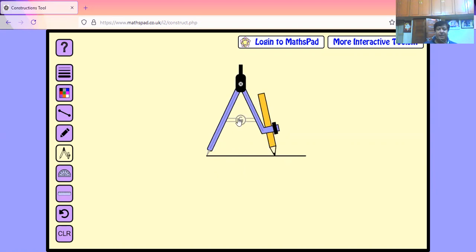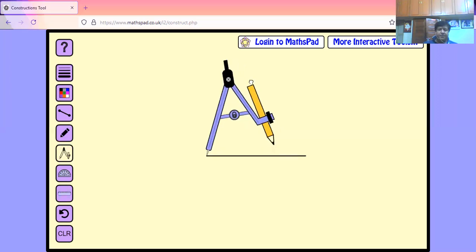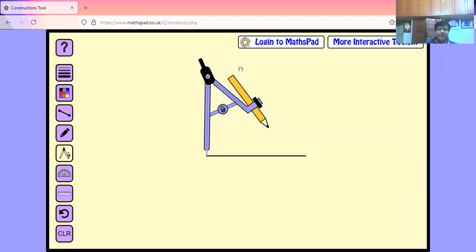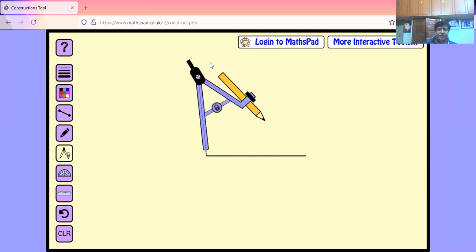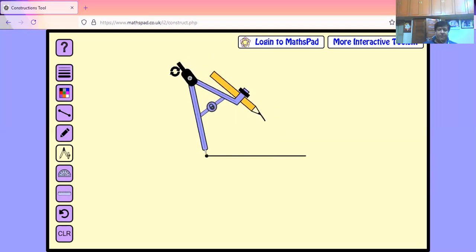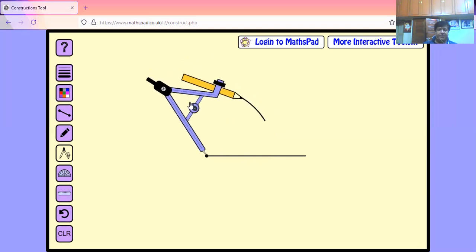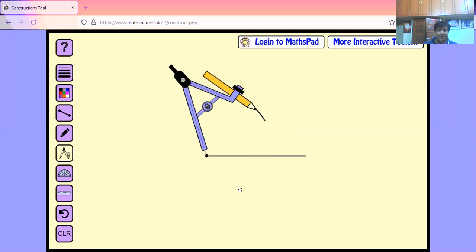Keep the needle fixed on the compass, on the segment, and draw first an arc in the upper side of that segment. Now it is very important here.